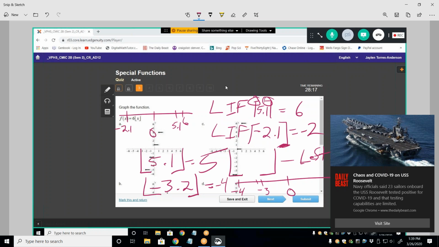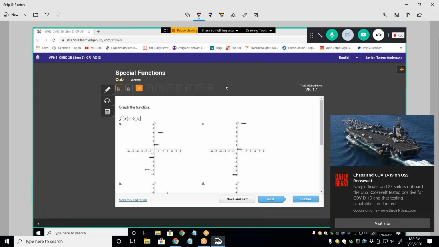Okay? And then the least integer function is the opposite. You go to the right. So if I had this, what's that? Go to the right. Yes. How about this one?